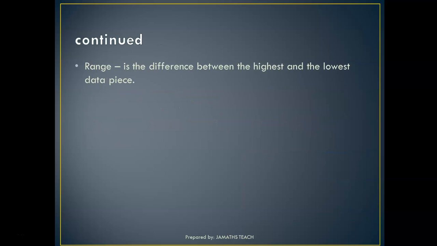Range. What is range? Well, it's right before your eyes, right? It's the difference between the highest and the lowest data piece. So if I give you 5, 7, 8, 9, 10, 5, what's the biggest number you heard? 10. What's the lowest? 5. So the range of that set of data would be 10 minus 5, which would give us 5.